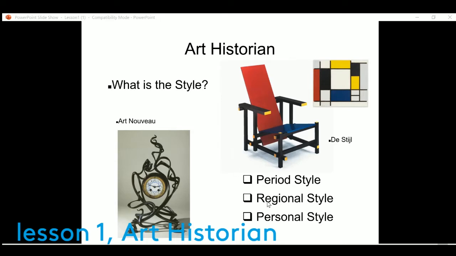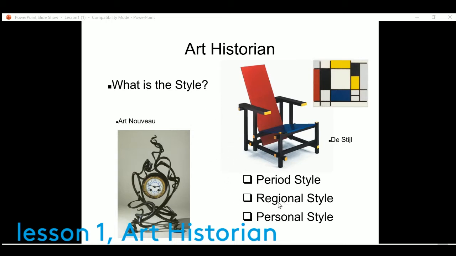So the original style means that at that time, for instance, this clock is actually Art Nouveau. Normally it centered around European countries like France. France is very famous as the trendsetter of this style. A personal style is a bit different.